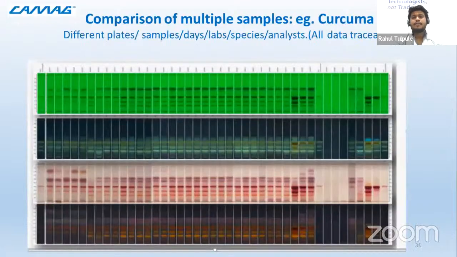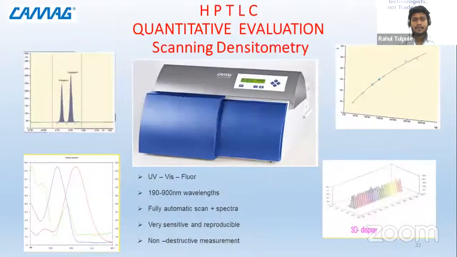Here is a comparison of multiple examples of curcuma. As you know, there are different samples of curcuma. This is showing you the presence in 3 different wavelengths. These are all different species of curcuma which are used in different labs. You can see we have obtained a very good equilibrium, and the RF of each of them is the same. This analysis was done in different labs, on different species, and by different analysts. Still, the data is traceable because of the software.